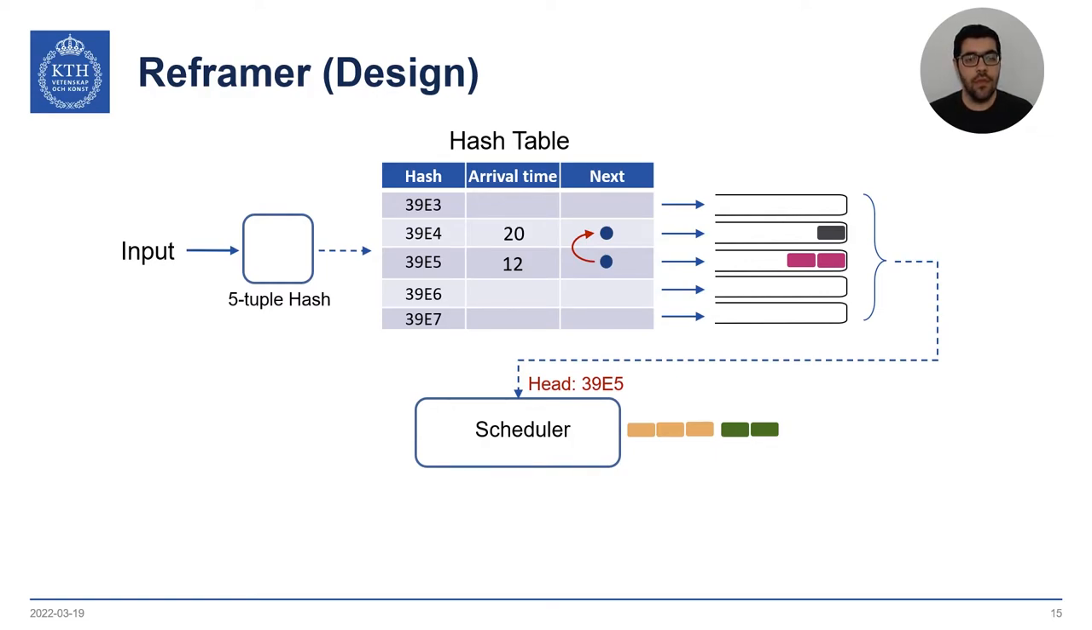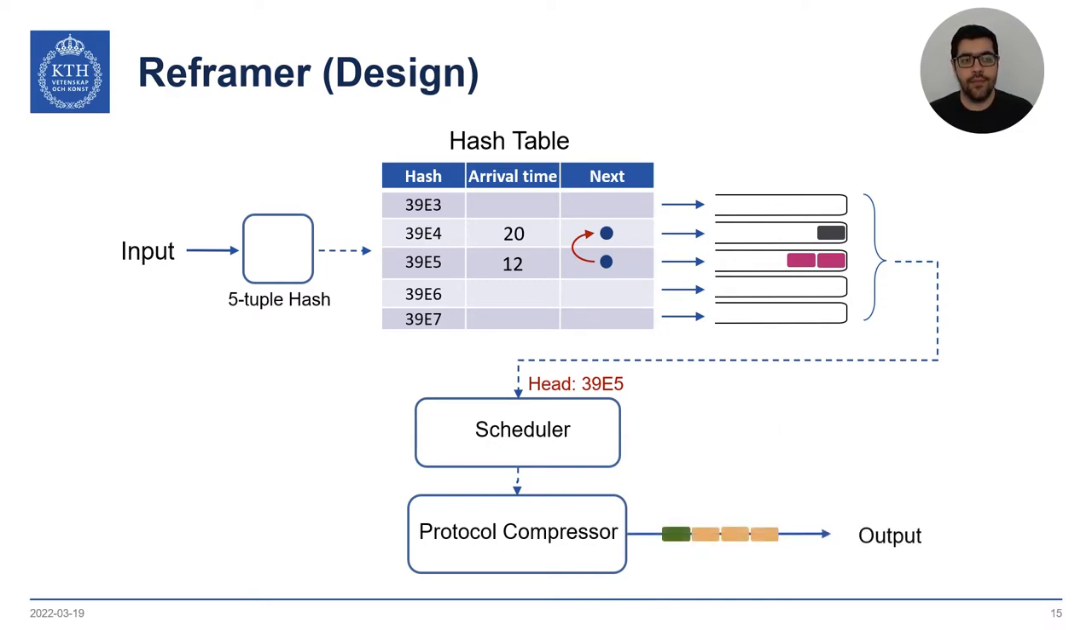In the last step, before flushing out packets, they pass through a protocol compressor, which enables Reframer to apply multiple TCP coalescing and similar optimizations on packets, and then it sends out the packets. Thanks to the hash table and the flush linked list data structure, Reframer is very efficient for inserting and flushing out packets.